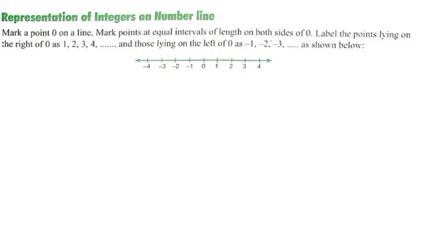So label the points lying on the right side as 1, 2, 3, 4, and so on, and those lying on the left side as -1, -2, -3, -4, and so on, as shown. Okay, the fundamental operations on integers.